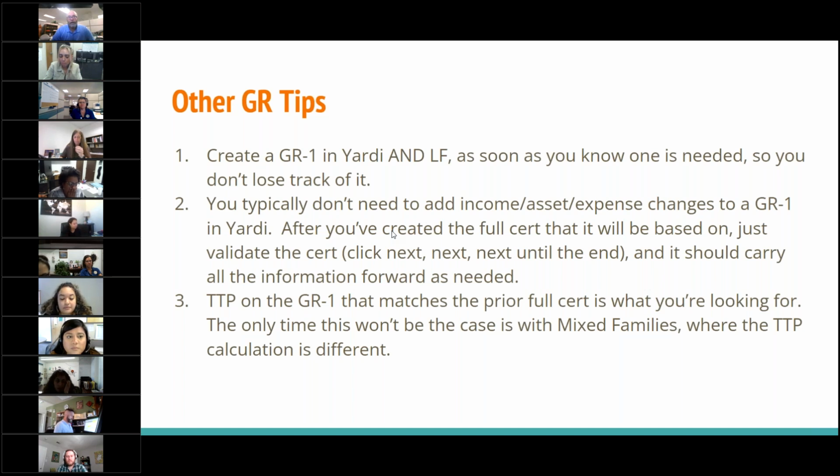When you create a GR1, you typically don't have to enter in the income and asset and all that kind of stuff like you would for a full cert. Once you have the full cert like you like it, the full cert is matching the calc sheet, everything looks good, then create that gross rent correction and just click the next button until you get to the end, and it should pull forward all the income, asset, and expense info it needs to create the correct gross rent correction.